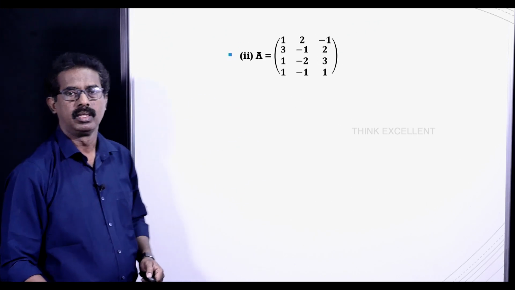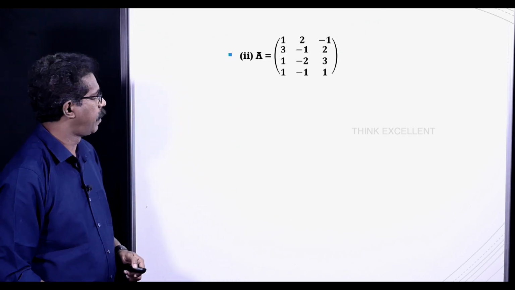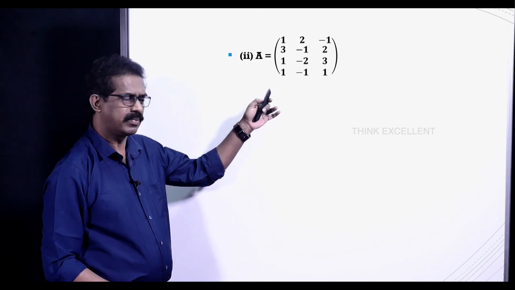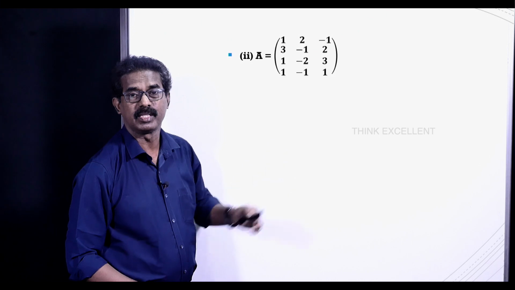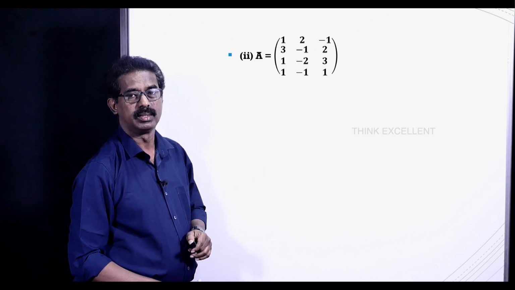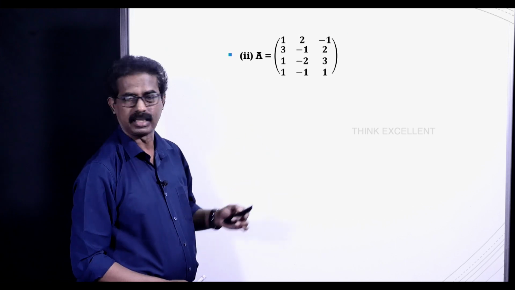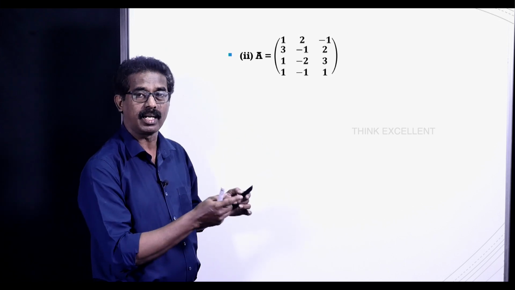Now, look at this question. It looks a little lengthy, right? But it's a very simple question. What is the order of this matrix? How many rows? 4 rows, right? 4 rows and 3 columns. So the rank is either 3 or less than 3.